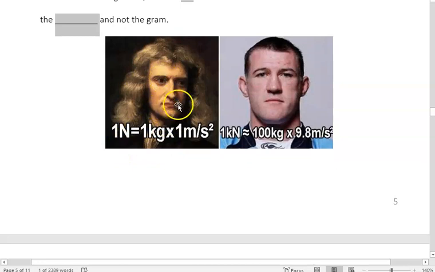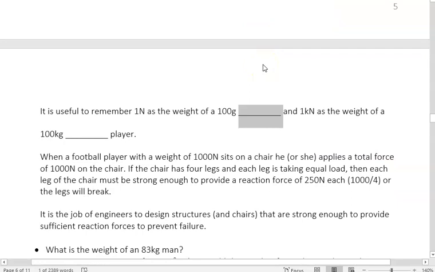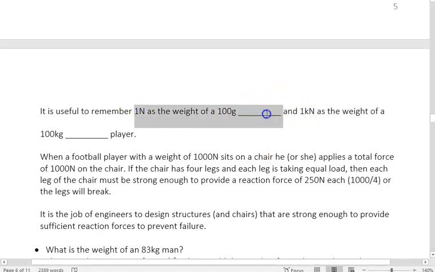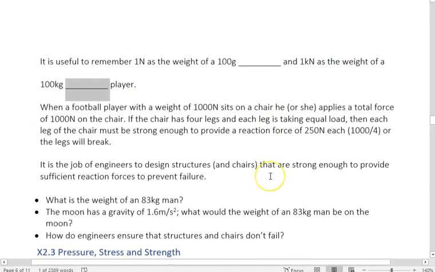So you can remember, this is a picture of Isaac Newton. 1 newton equals 1 kilogram times 1 meter per second squared. Whereas this is a picture of a football player who used to play for the Sharks. 1 kilonewton is equal to 100 kilograms times 9.8 meters per second squared. So we can think of football players. Paul Gallen, at least at the time they made this picture, had a mass of 100 kilograms. It's useful to remember that a 100-gram apple weighs one newton, and a 1 kilonewton is the weight of a 100-kilogram football player.